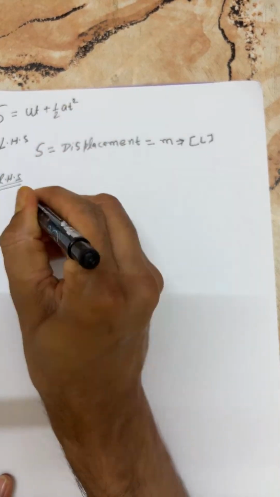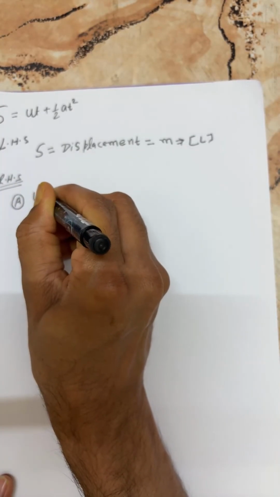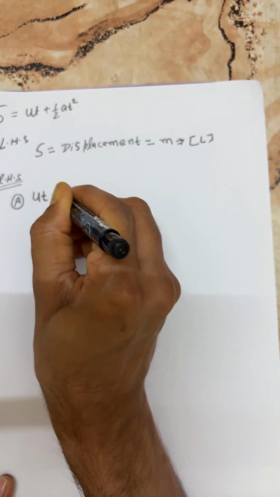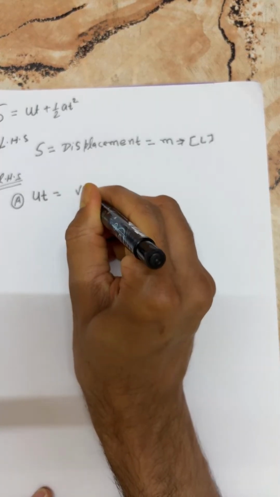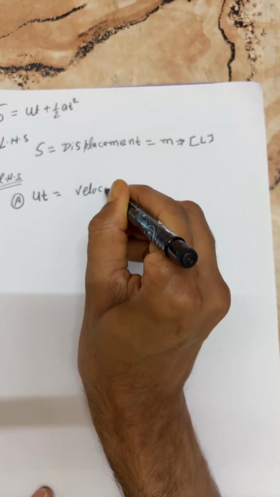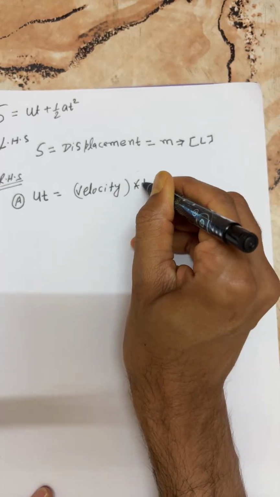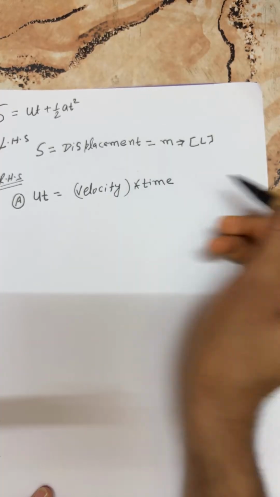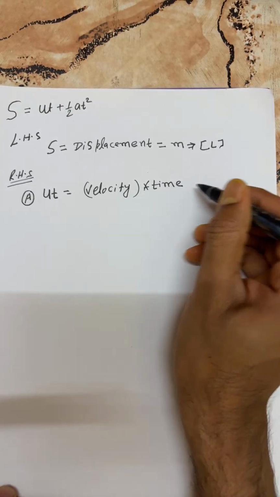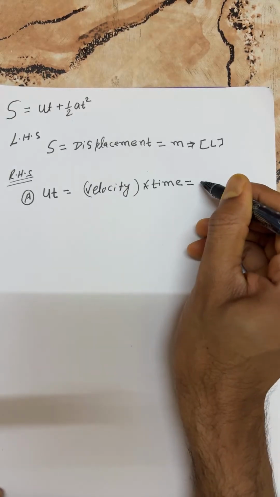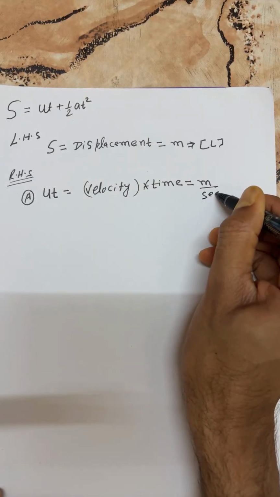In RHS there are two parts, so I'll take point A and point B. This is u into t. Here u is the initial velocity, or simply velocity, and t is time. Now tell me, what is the unit of velocity? As I said yesterday, this is meter per second.